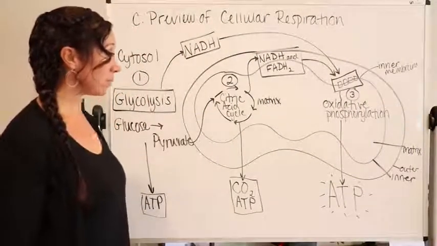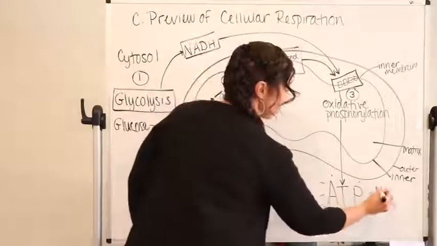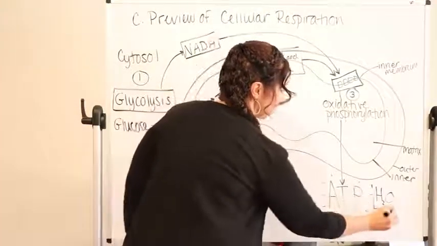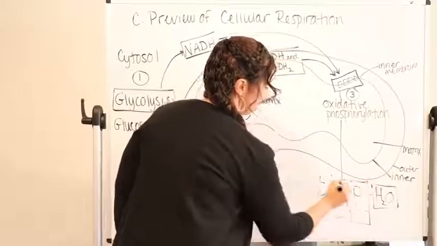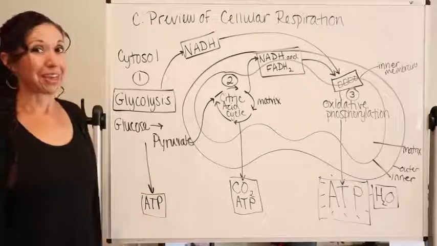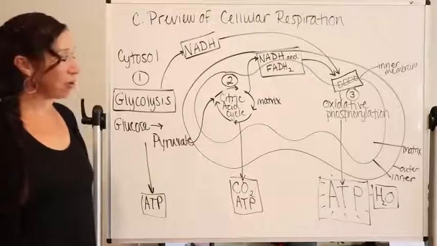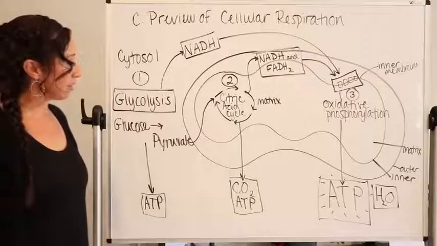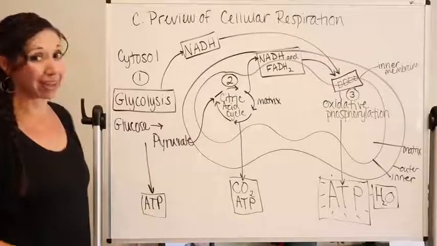The other thing that gets made here is water. So we're going to make lots of water, the 6 waters per glucose. We're going to do all of this stuff. This is amazing. So this is your big overview of cellular respiration. I'm hoping it makes a little bit of sense. We're going to put a little bit of flesh on this right now because it's very skeletal. Believe it or not, that's skeletal.